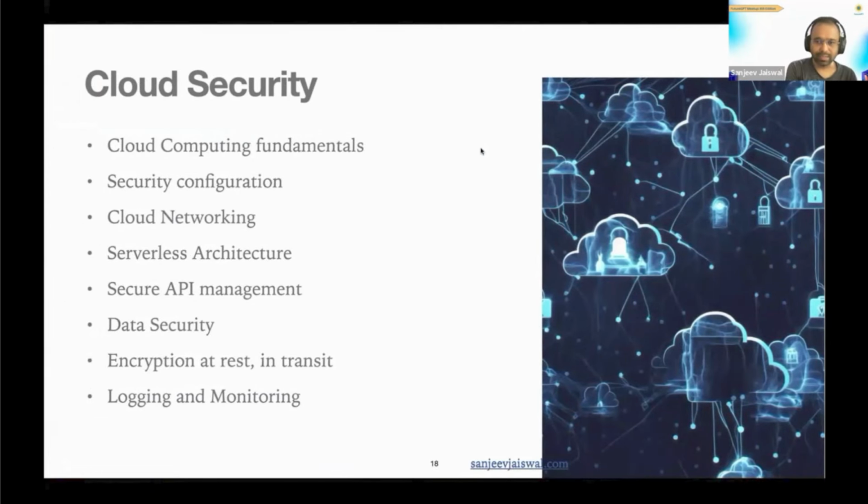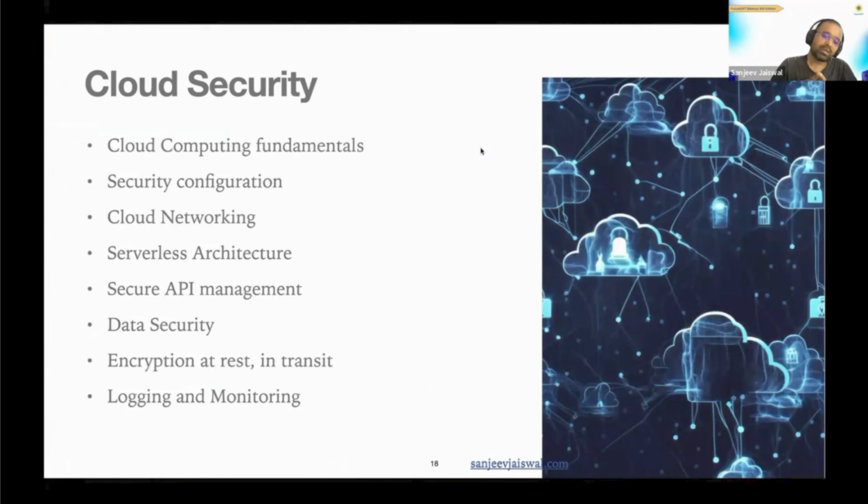Now, it's still very hot in the market, and people are more trying to get jobs in AI/ML security and cloud security than in pen testing, web security, or even GRC and other areas. So let's begin.